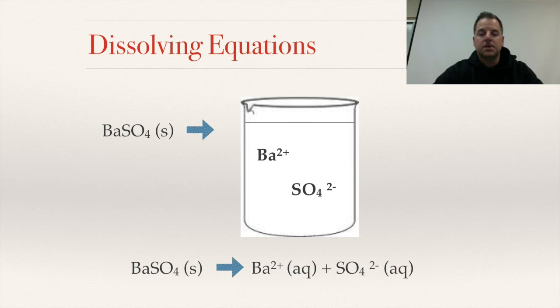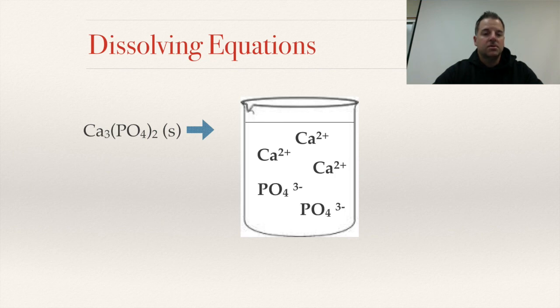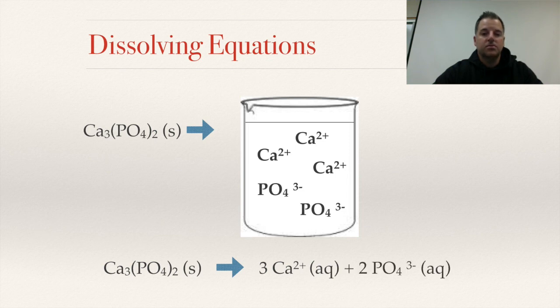If we look at something a little bit more complicated with some calcium phosphate, when this breaks down, we can see that we're going to have 3 of the calcium ions, and we're going to have 2 of the PO4 ions, and those PO4s are going to stay together as a group. So when we write our dissolving equation, we want to represent that we have 3 calcium ions, and they are separated, so I put the 3 in front, and we have 2 of the PO4 ions, so we put the 2 in front.